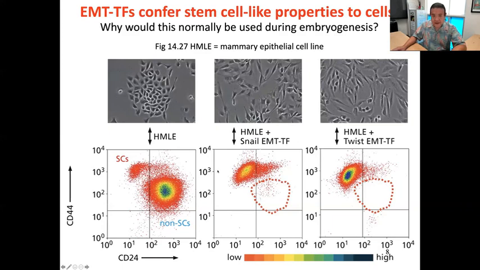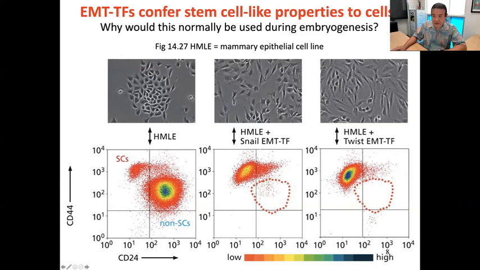right? However, if you expose them to a lot of snail transcription factor, you know, when I say expose them, I mean most likely you transfect them or make them start expressing snail inside of them, you can see a dramatic shift, right? This population of epithelial cells now shifts over to becoming more stem cell-like. And that's true if you get them to overexpress twist, right? They become more stem cell-like.